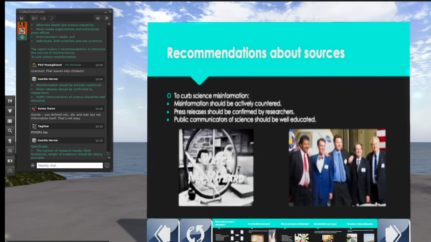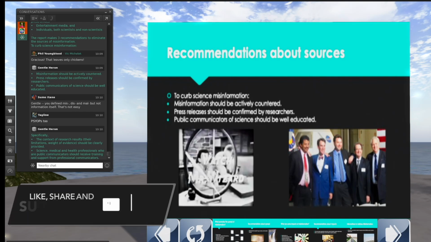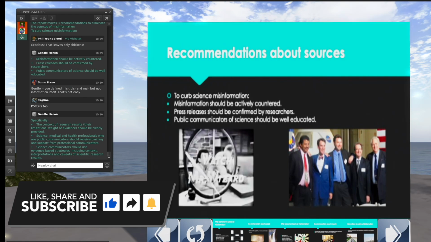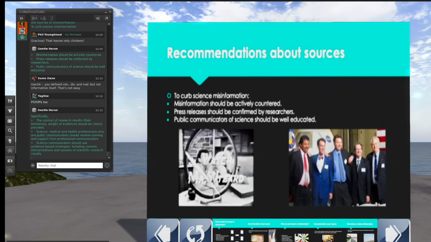Specifically, the context of research results, which means their limitations and the weight of evidence, should be clearly provided when you're communicating. Science, medical, and health professionals who are public communicators, like the ones shown on this slide, should receive training and support from professional communicators. Science communicators should use evidence-based strategies, including context, interpretations, and caveats of scientific research results.